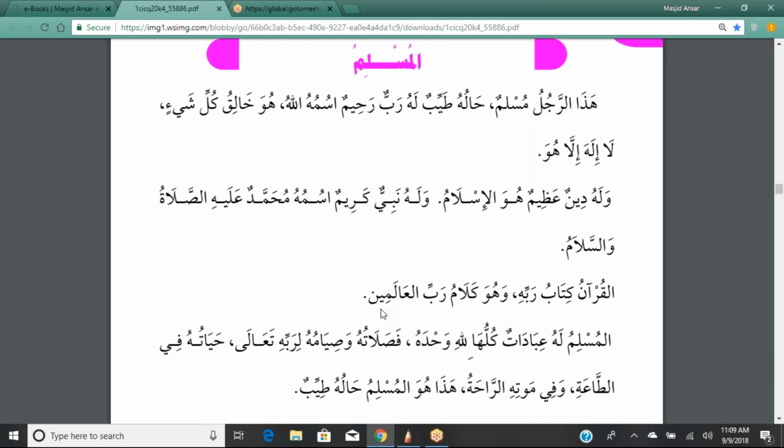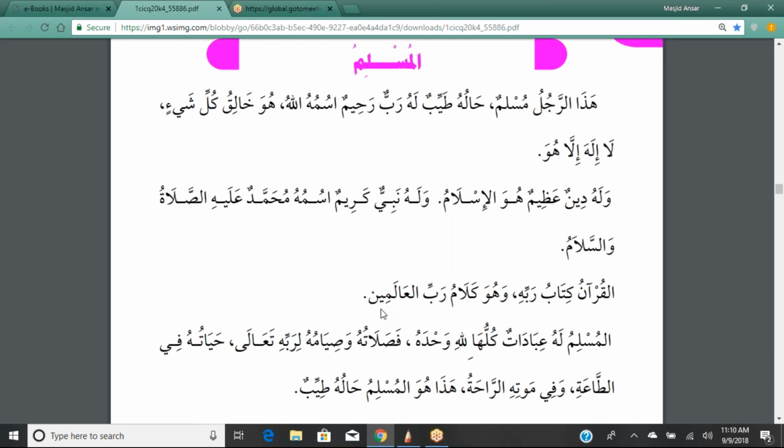Don't put an alif lam on everything. Don't say huwal wa fil. Don't say that. Everything's fil. Sometimes it's fi. Sometimes it's huwa, not huwal. Don't rush into the lam. وَهُوَ كَلَامُ رَبِّ الْعَالَمِينَ. And it is the speech of the Lord of the worlds.